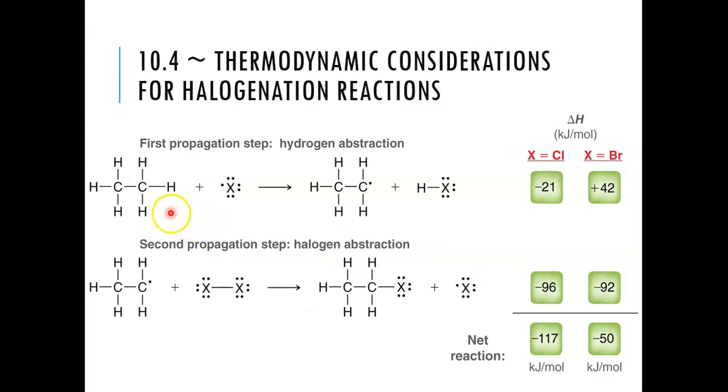In the first step of the reaction, the first propagation step, we do a hydrogen abstraction, and this is the slow step of the reaction for both of these halogens, but for bromine it's even slower. So for bromine it is actually an endothermic step, and then in that second propagation step, the halogen abstraction, it's approximately the same for both of them. And then overall they are both exothermic, but bromine is less exothermic because of that starting endothermic step. So what this means is that bromine's going to react a lot slower, and as a result, that means that it's going to become more selective.